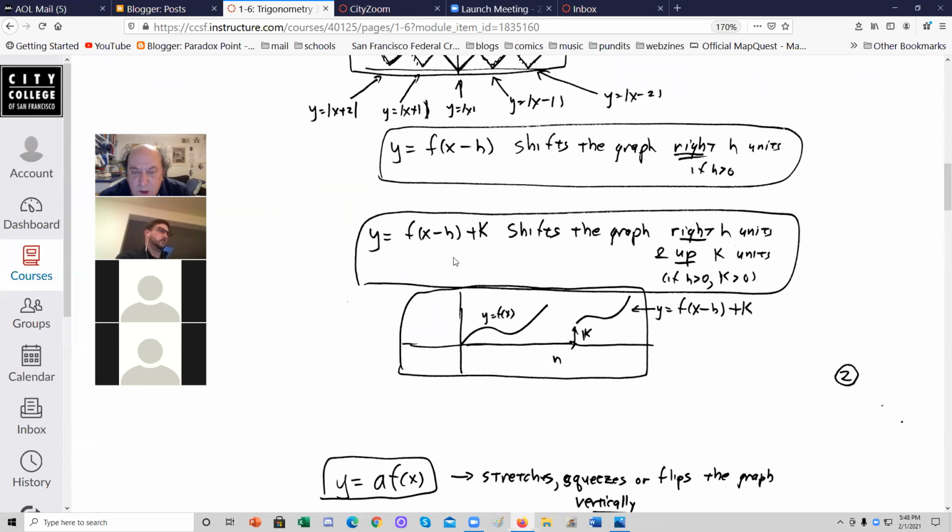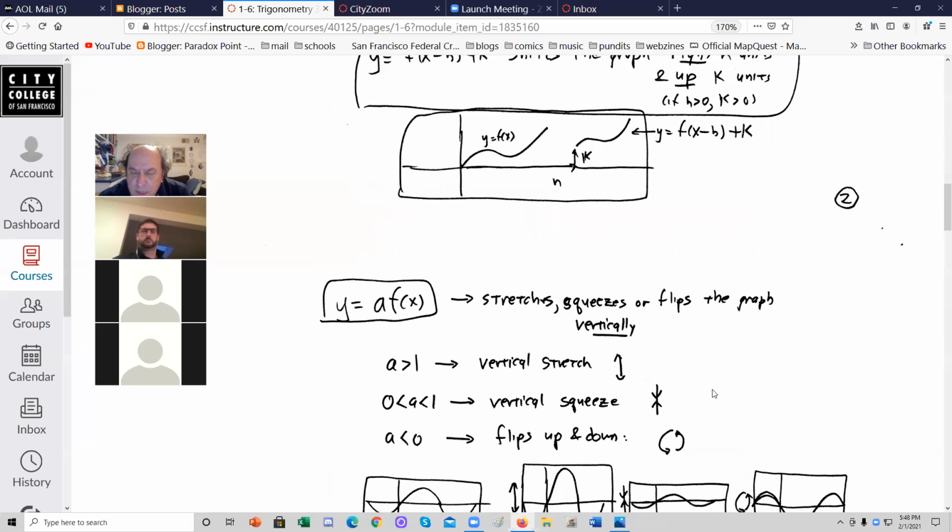Now if you put these two together, y equals f of x minus h, plus k, for constants h and k, it will shift the graph right h units and up k units if h and k are positive. So if here's the graph of y equals f of x, then y equals f of x minus h, plus k, looks like this. This is shifted right h, up k.